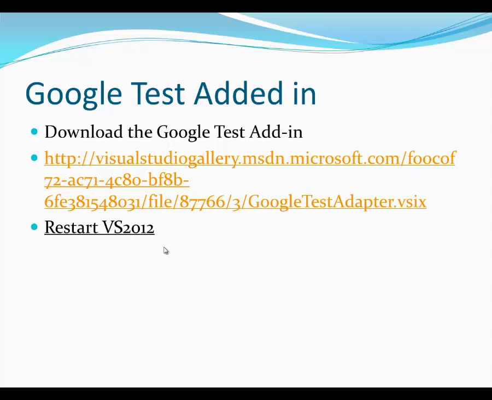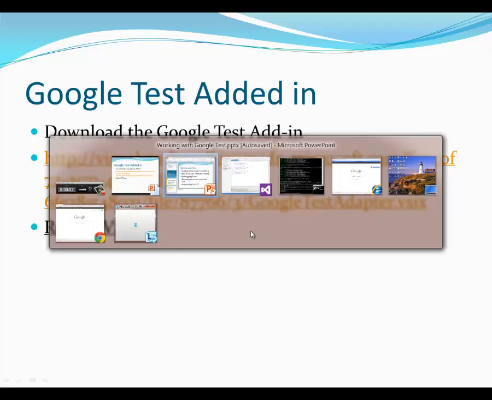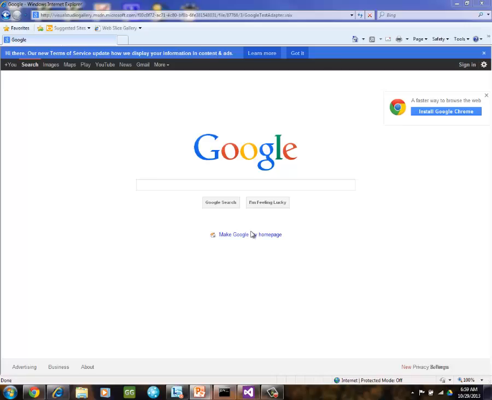So the first thing I need you guys to do is to go ahead and download the GoogleTest add-in. It can be found at this URL. It's also available in the text with the video. Once you've done that, go ahead and click on it and then restart Visual Studio. Okay, let's go ahead and take a look at what that looks like.